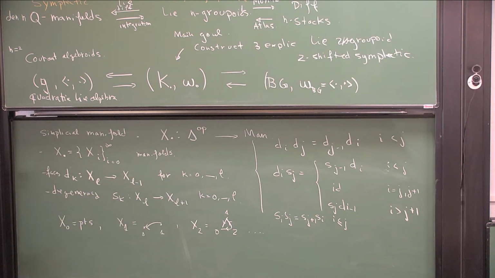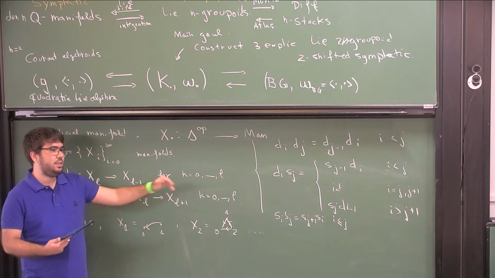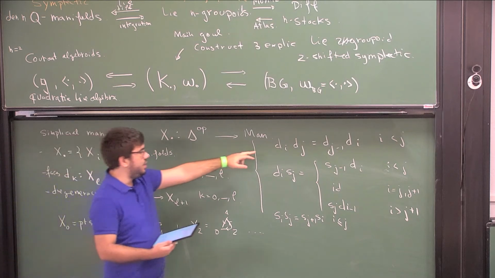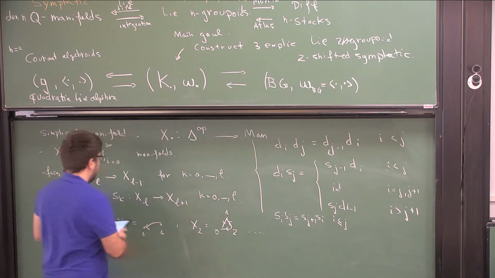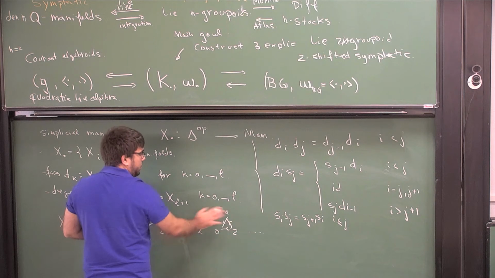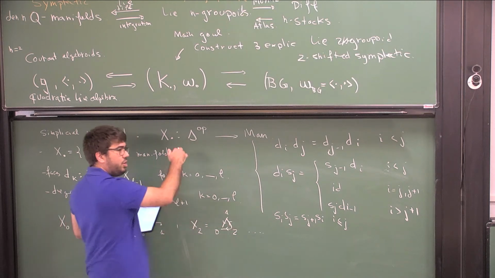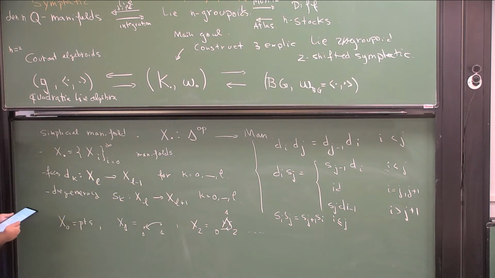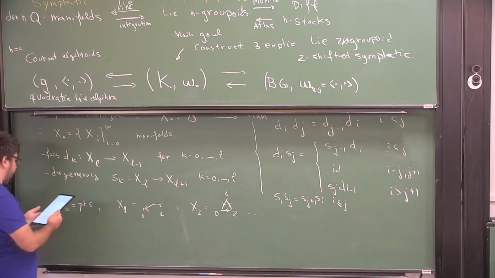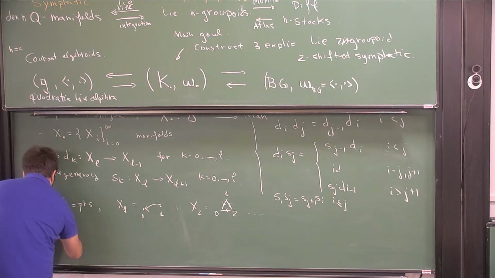So I'm replacing manifolds by these simplicial manifolds in order to put more things into my pictures. The simplicial identities just tell you how all the simplices, the faces and the degeneracies, include into each other and go up. And there are two important simplicial sets that we need. One is the simplicial l-simplex.